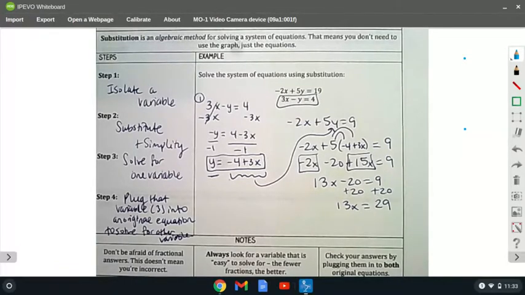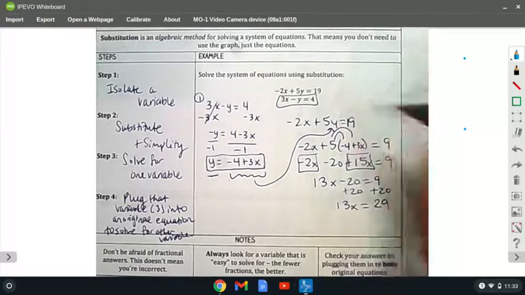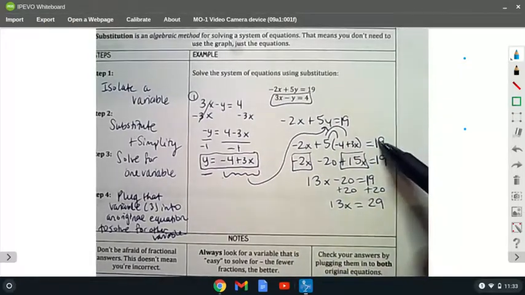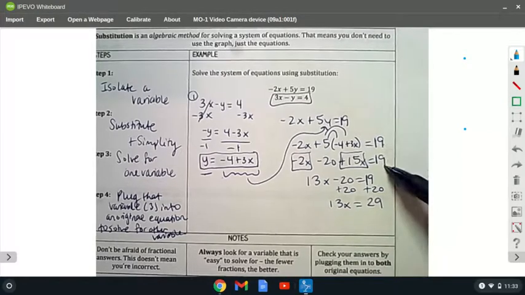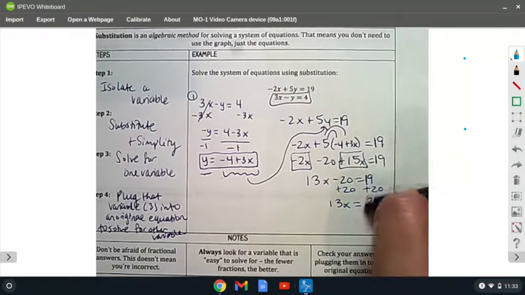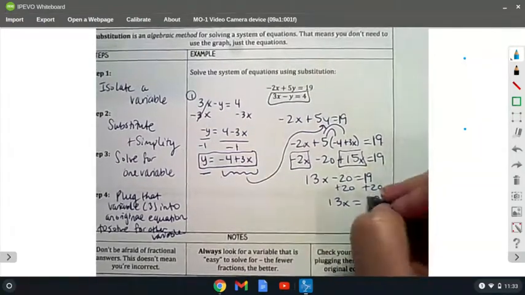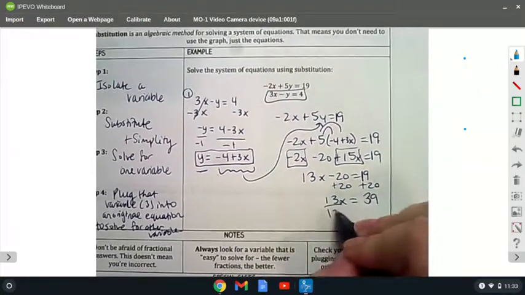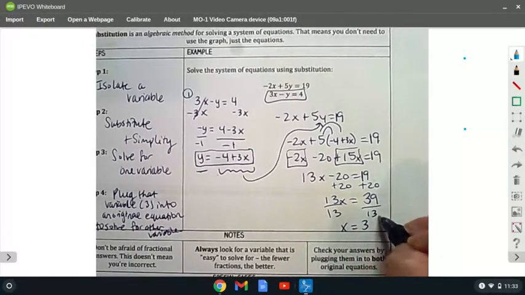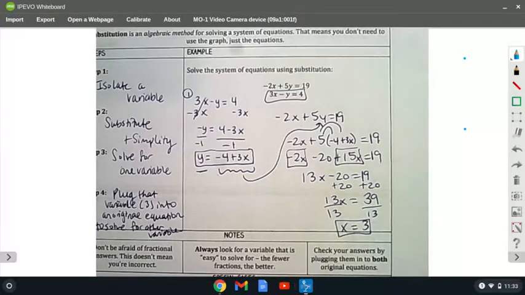I don't remember this problem being this ugly. Hold on. Oh, this is a 19. I was going to say, I don't think this problem was this ugly. Sorry, I just didn't write 19. Instead, I wrote 9. So it should be 19 plus 20, which would give us 39. So then when we divide by 13 on both sides, we get that x is 3. 39 divided by 13 is 3. I was going to say, I don't remember it being a fraction.